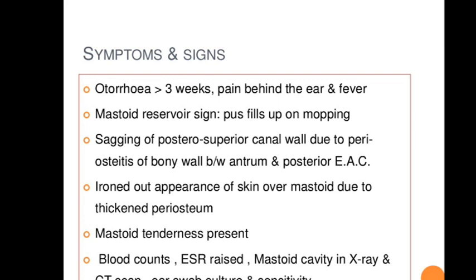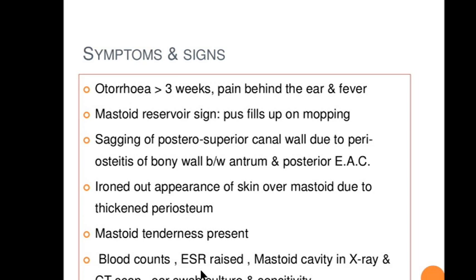You will see it has certain indentations, up, down. It's not very smooth. But a patient of mastoiditis will have a very smooth mastoid. Why? Because of thickened periosteum. So these ridges will go and it will be an ironed out appearance of skin over the mastoid. Mastoid tenderness is present and all signs of inflammation will be there.